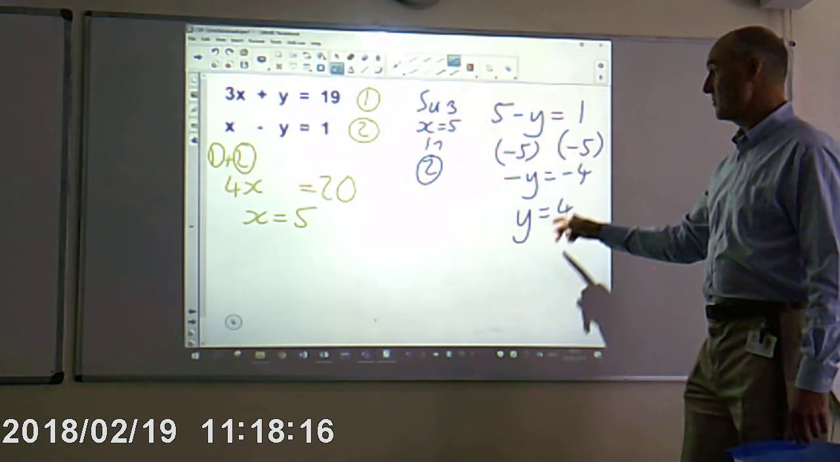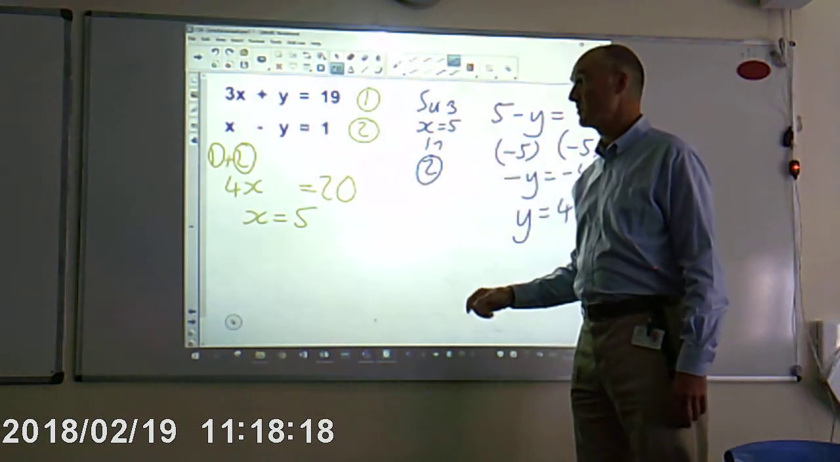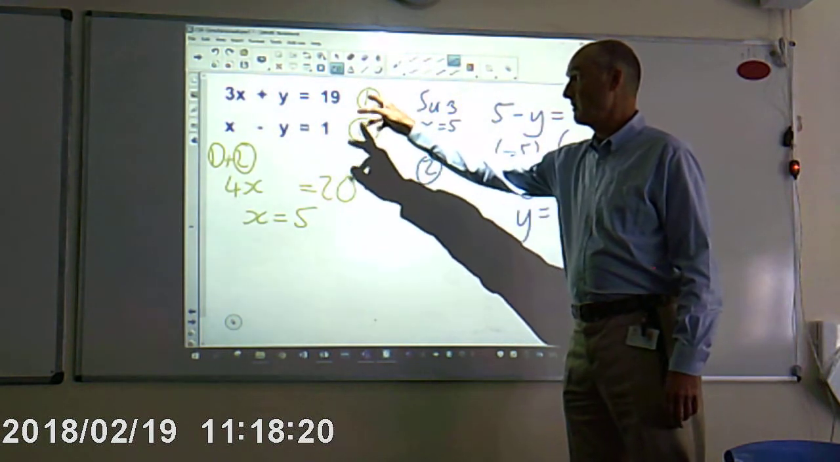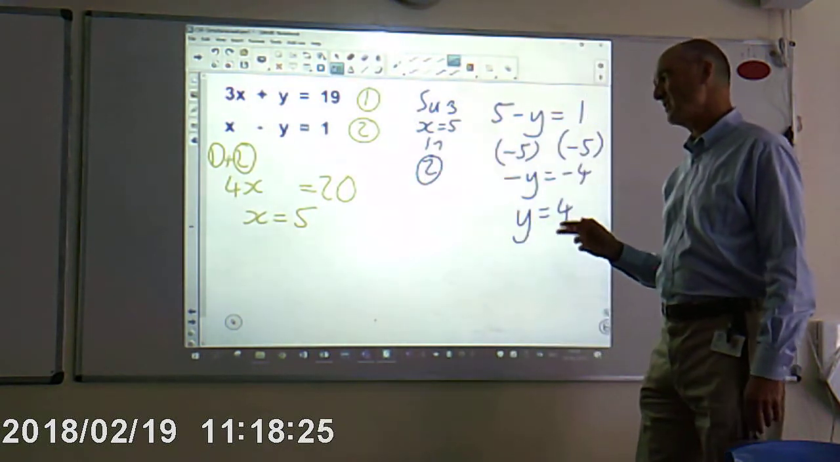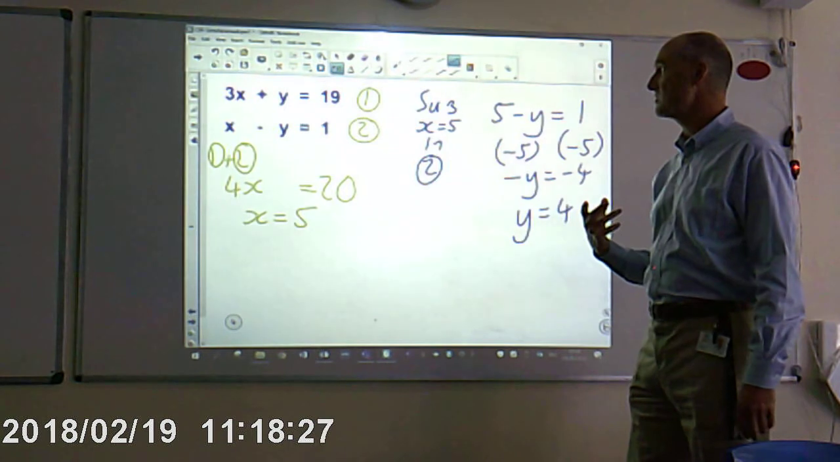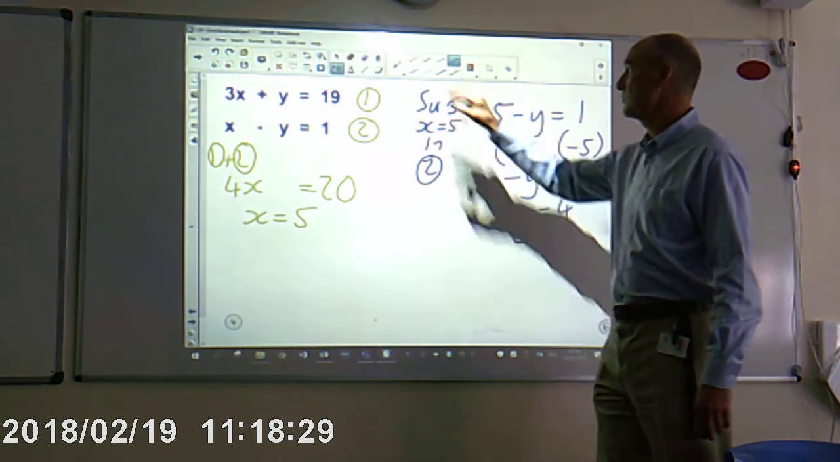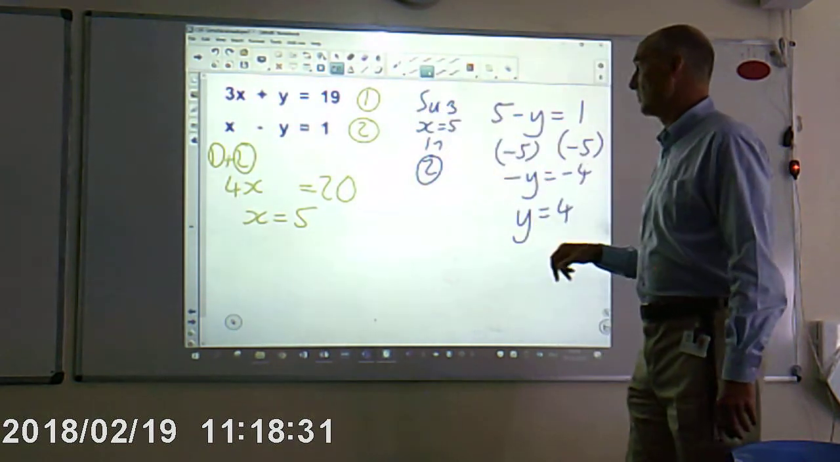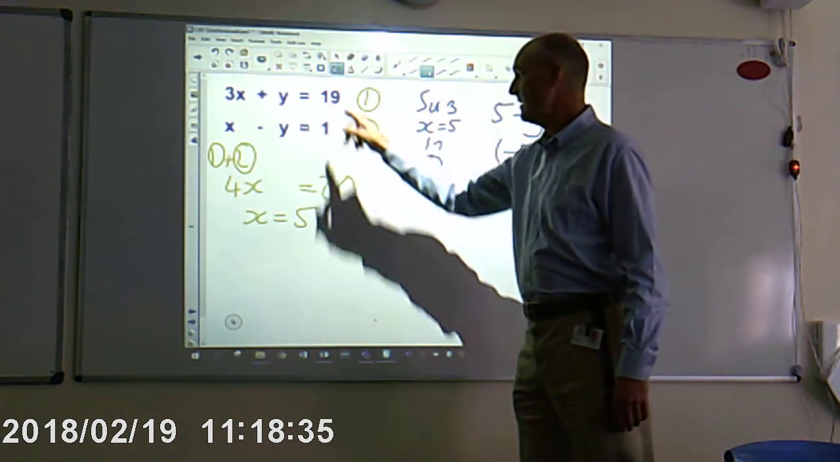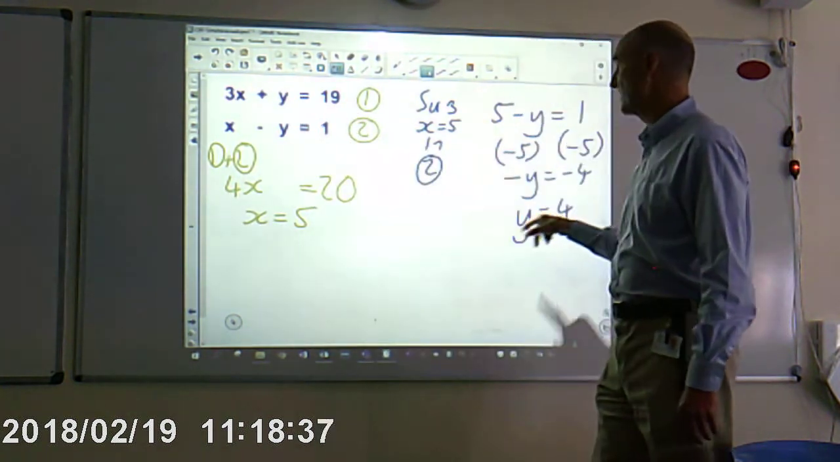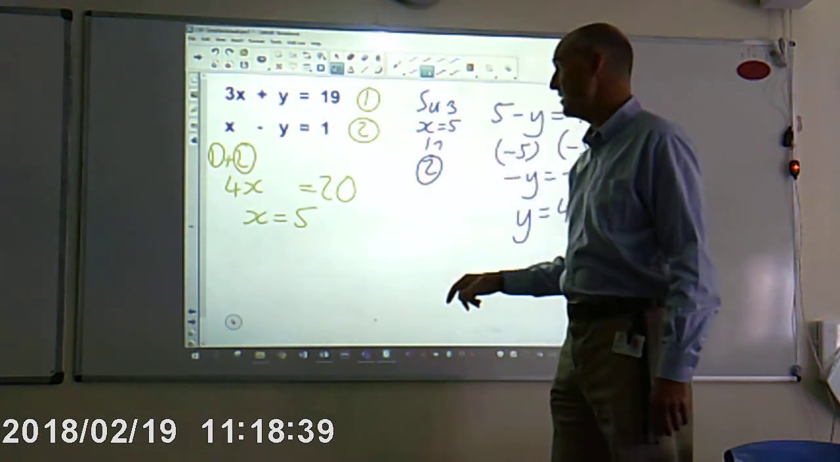Have we got a value of y? Have we got a value of x? Yes, we have. Have we done what the question asked us to do? Yes, we have. And we can actually check that, and we can check this each time, and I will do it for you this time. What happens if we take this value of x and we take this value of y and we put them back into equation 1?